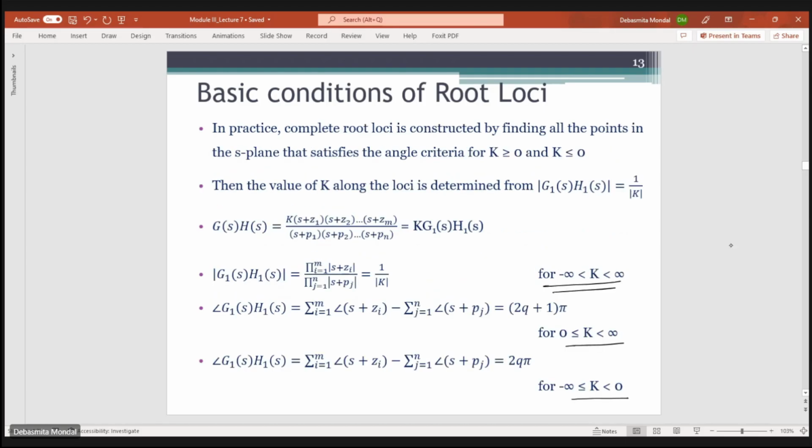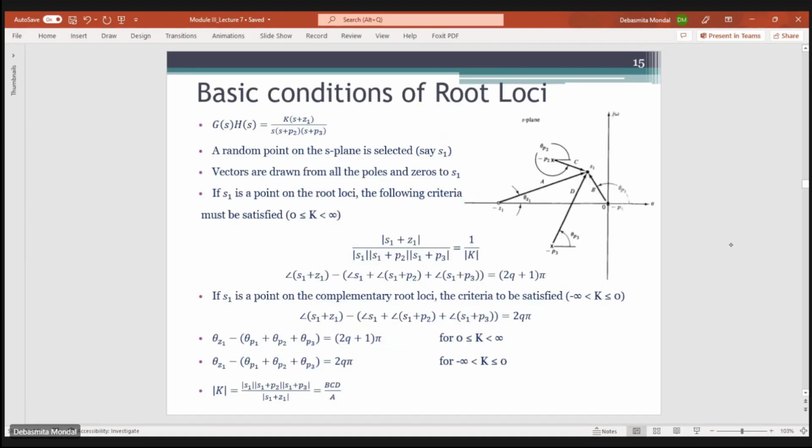So this is the angle criterion. Here s plus zi and s plus pj are nothing but the different vectors drawn from these poles and zeros to a certain point. If you take the summation of the angles of the vectors from all the zeros, minus the summation of the angles of the vectors drawn from the poles, and that difference is an odd multiple of 180 degrees, then that point will lie on the root locus. Okay, so let's take an example.